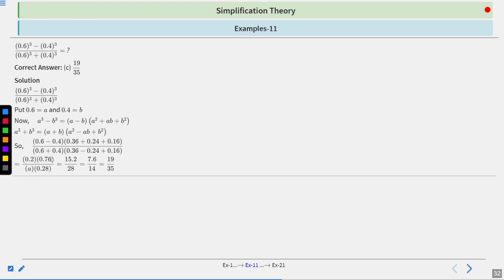So when we solve it, we get 0.2 multiplying by 0.76 upon 1 into 0.28. So when we solve it, we got 15.2 upon 28, which is equals to 7.6 upon 14, or we can say that 19 upon 35.